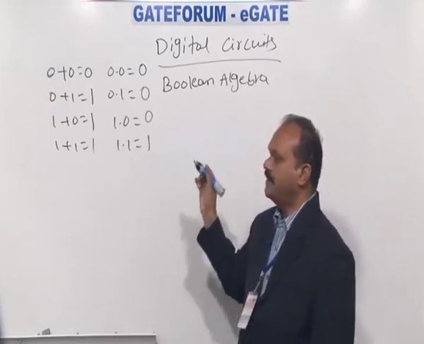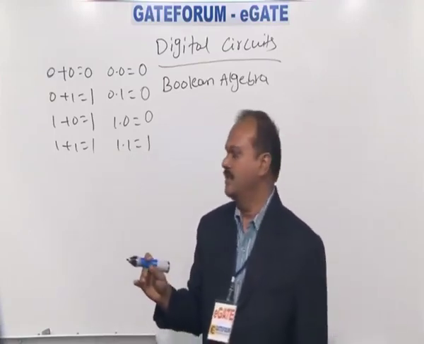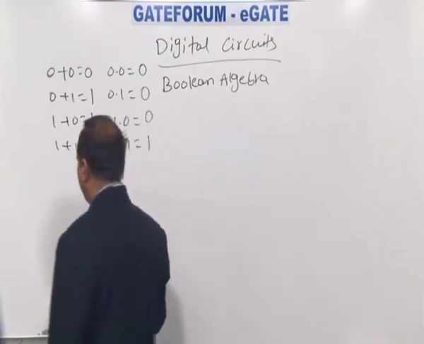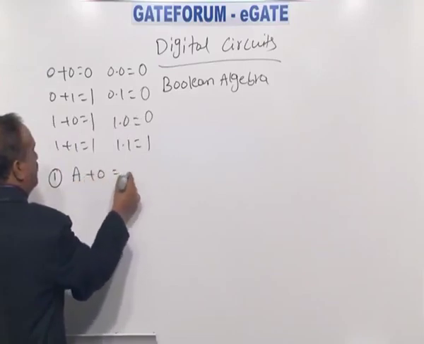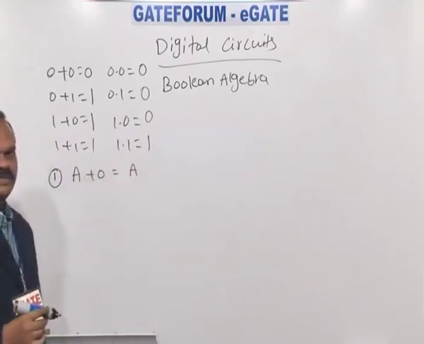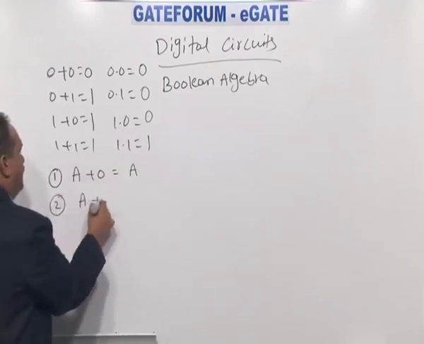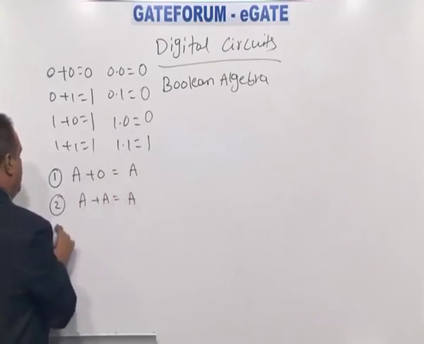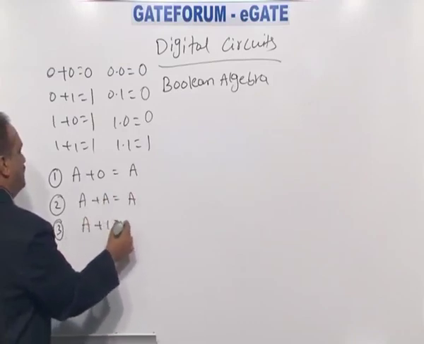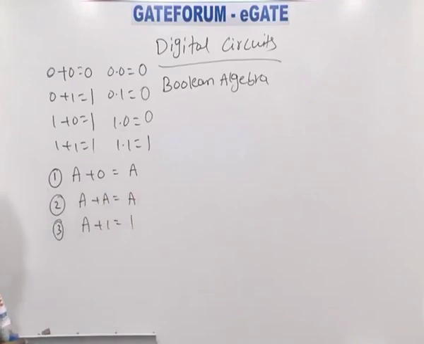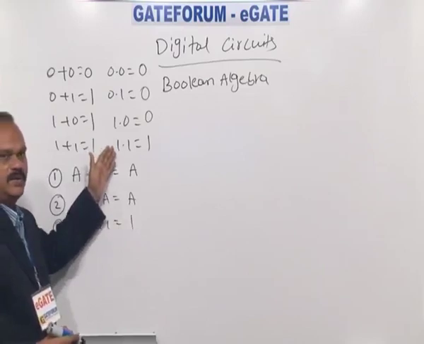So having known these 8 rules, it is very easy to derive any other Boolean relationship. For example, let us derive some standard Boolean expressions. The first one, A plus 0 is A only. Similarly, second one, A plus A is A. Third, A plus 1 is 1 only. Any Boolean relation, even if you don't know, you can easily derive, provided you know these rules.